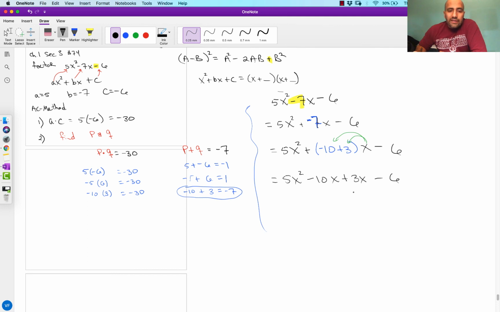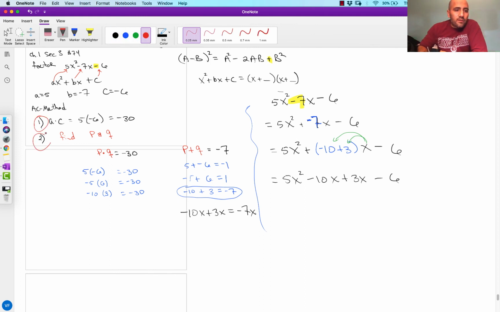Just doing it once or twice, you see that you don't have to go through all this trouble. It's pretty easy to see that when you find these two numbers, minus 10x plus 3x adds up to negative 7x. So we could have just replaced this whole thing for the minus 7x, whatever pattern you see. Okay, so that's the next step, replace that middle term. Let me write down these steps.